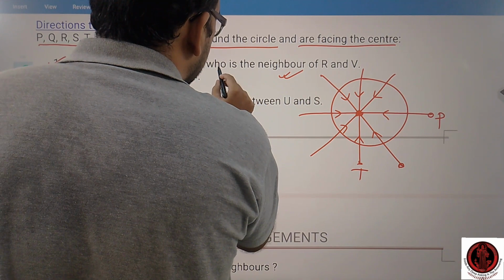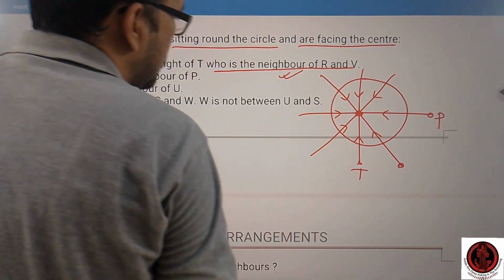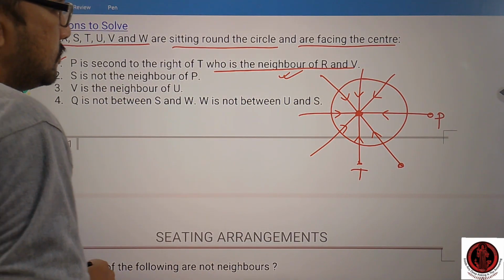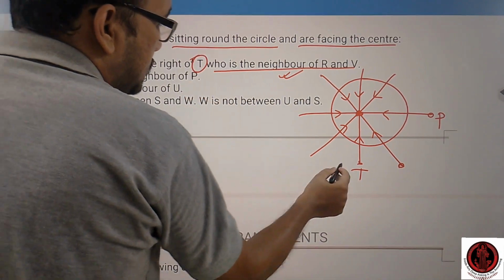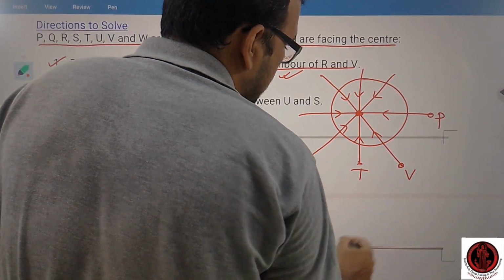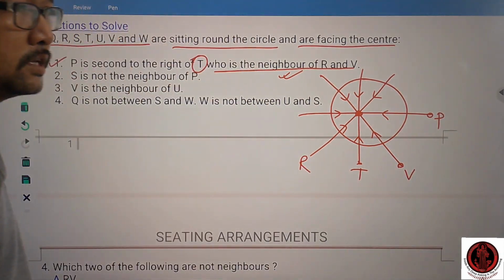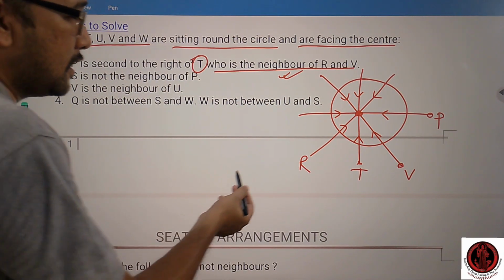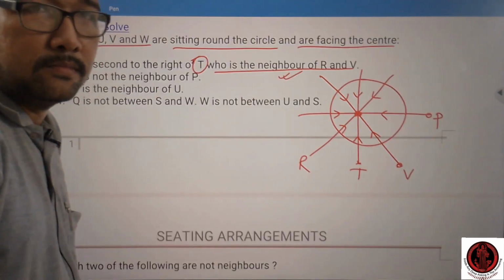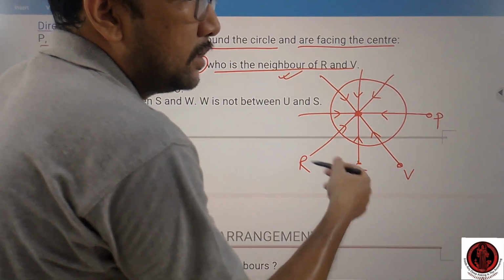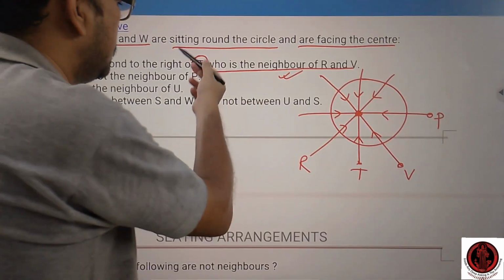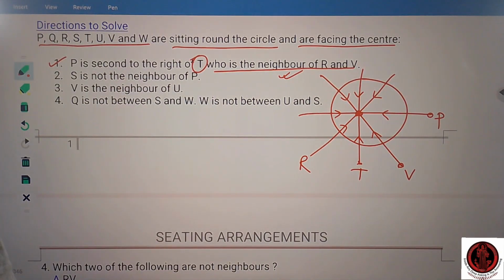Who is the neighbor of R and V? Who means T. So T is the neighbor of R and V. But which one is R, which one is V, that is not given in the problem. So I just write down this one. If this is wrong, then there will be problem in the next steps actually.